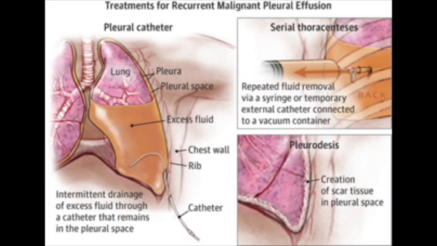Pleurodesis for management of pleural effusion can be done, and this is if it's malignant or if you have chronic effusions. Talc is the most commonly used, and you could also use doxycycline or minocycline. And pleurodesis is basically connecting the pleura to the chest wall so it doesn't move anymore.